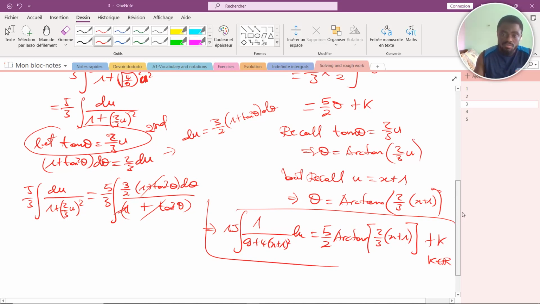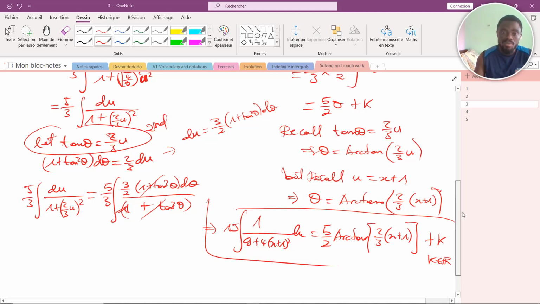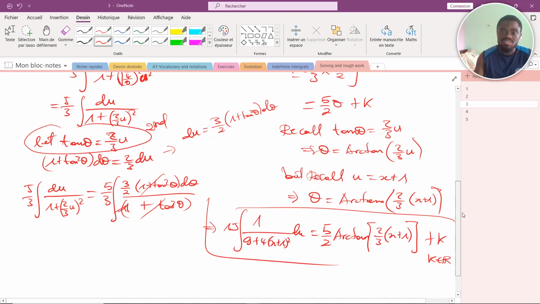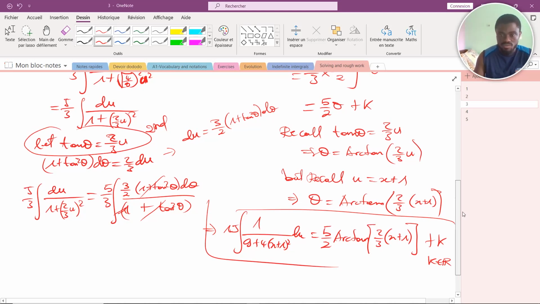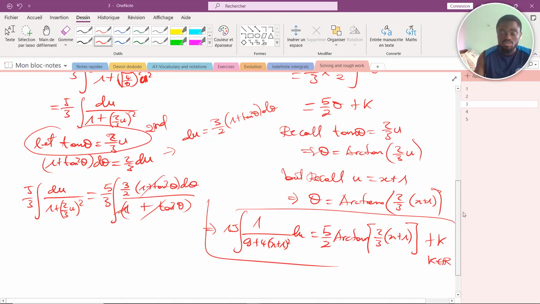So master all the methods, but in an exam, use the method that you think will be very fast for you, that will take you less time.